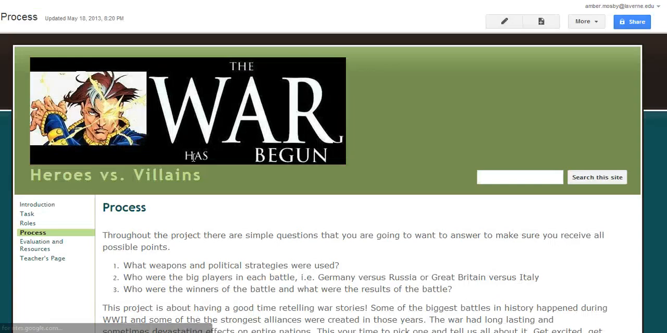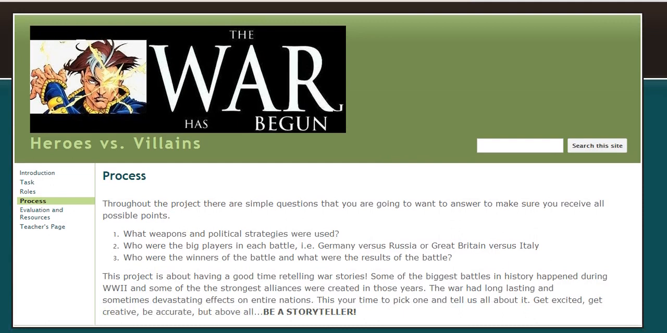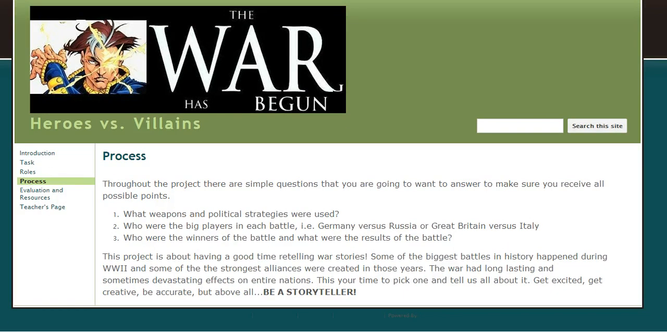The process that students should be following when moving through this project is really simple. The main things I'm going to be looking at are what weapons and political strategies were used, who were the big players in each battle, and who were the winners of the battles. It's not just enough to know the winners, it's also enough to know what the lasting effects of these battles were. The most important part of this assignment to me is to remember that you are telling a story. This is your time to get creative, this is your time to use your voice, this is your time to teach other students about one of the biggest wars this world has ever had.